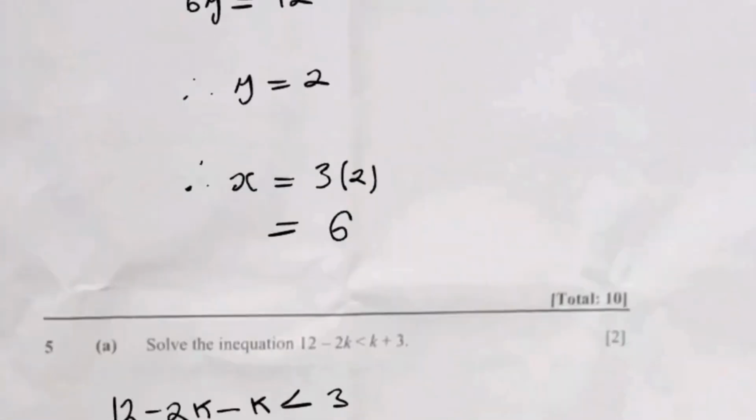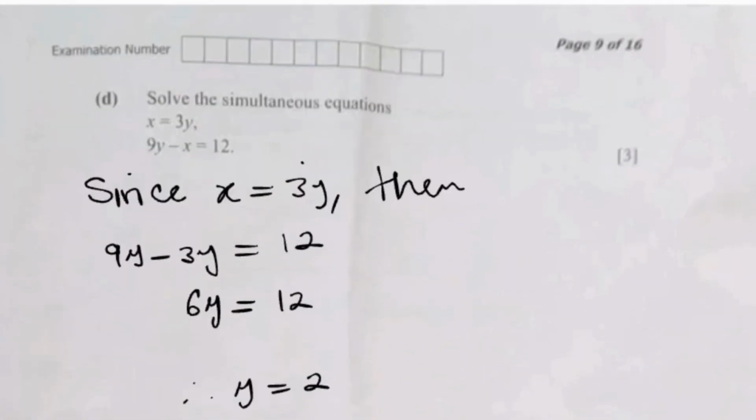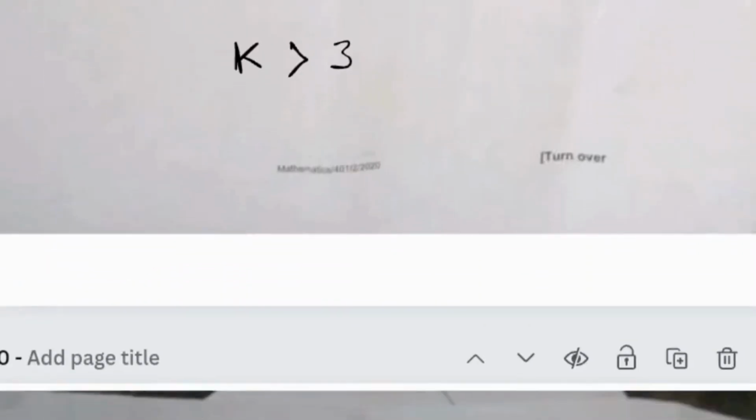Very good. The next question is simultaneous equation. Now, this is very simple because we are going to use substitution method, right? Because we've been given that x is 3y. So where there is x, we just put 3y. So this is 9y minus x, which is 3y, is equal to 12. So this is just 6y is equal to 12, divided by 6, which is y is equal to 2. But we have been told that x is equal to 3y. So where there is y, we put 2, so that the product is 6. Therefore, x is equal to 6 and y is equal to 2 as desired.